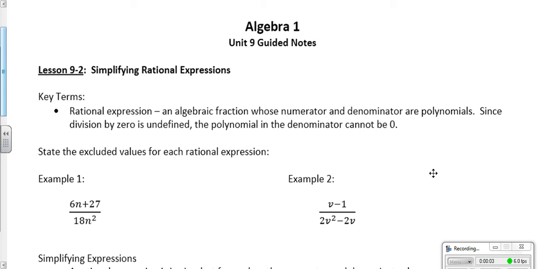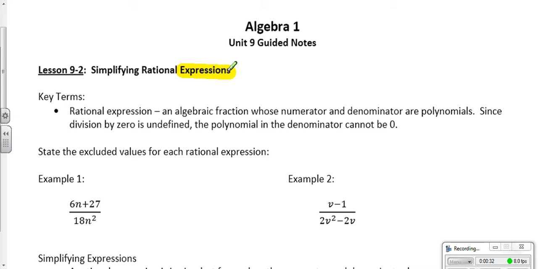Lesson 9.2, Simplifying Rational Expressions. First and foremost, let's understand that we are talking about expressions. Expressions mean that we do not have an equation in our statement. We just have an expression, so we're asked to simplify. If we have expressions we can simplify, if we have equations we can solve. So in this lesson we're going to focus primarily on expressions, which means our job is to simplify.